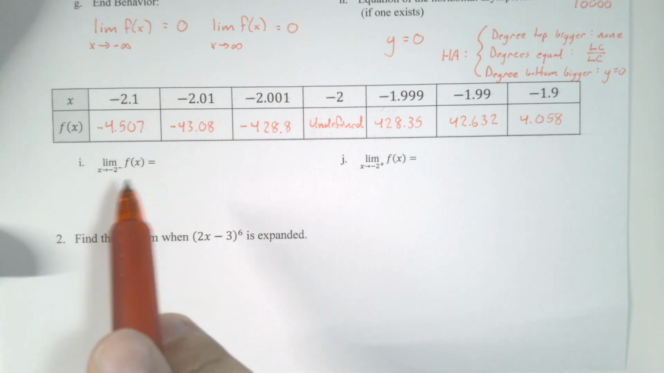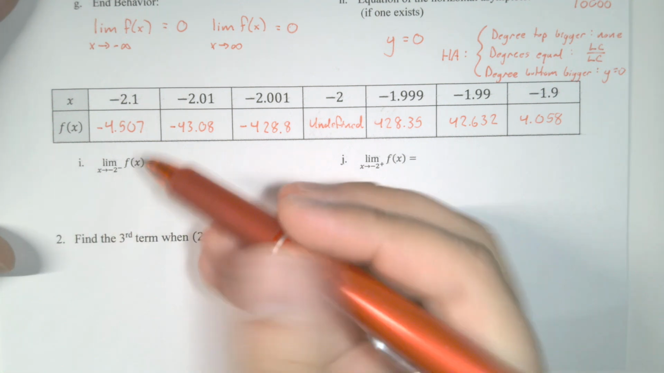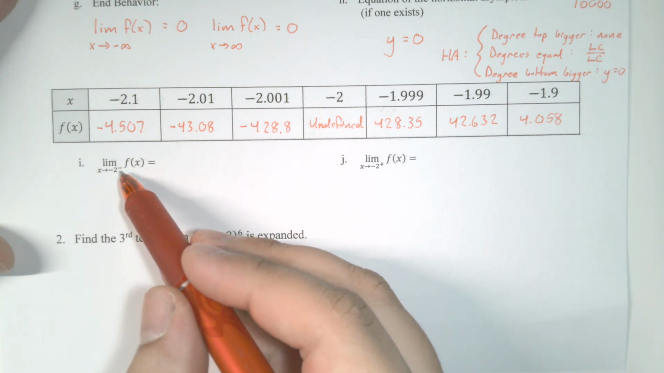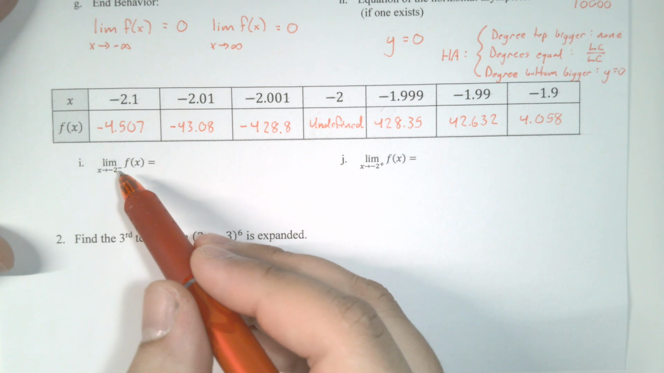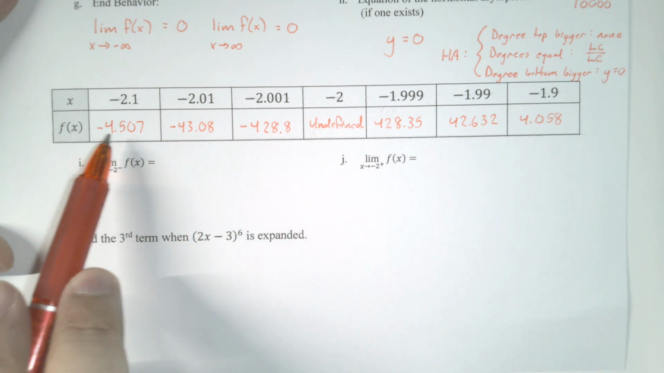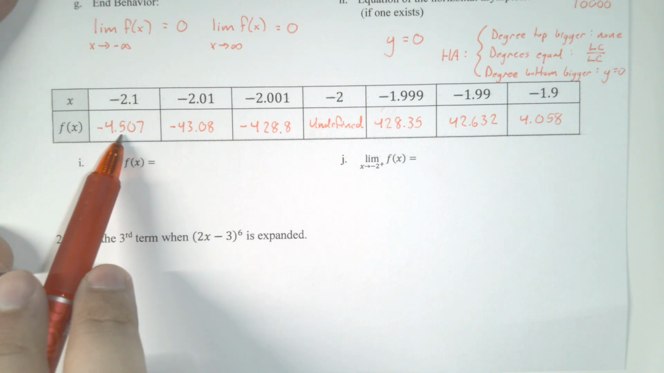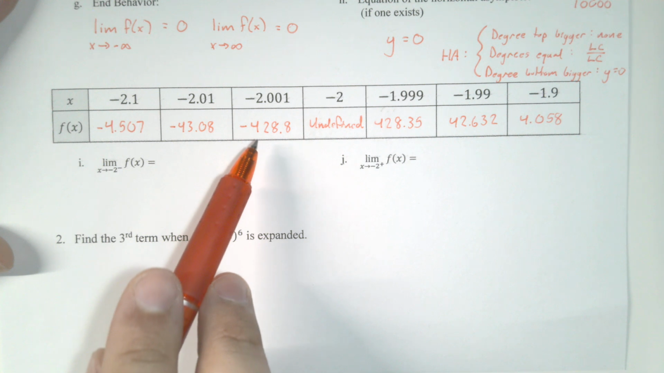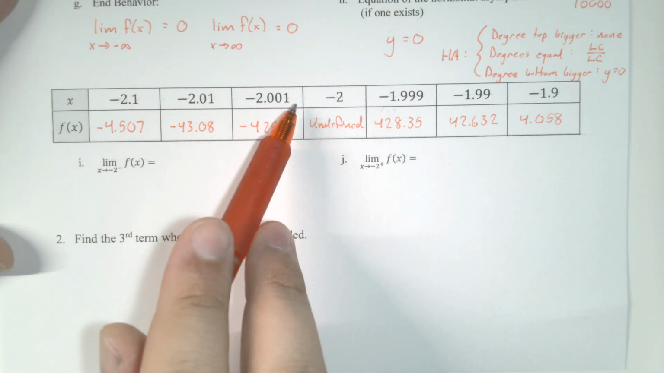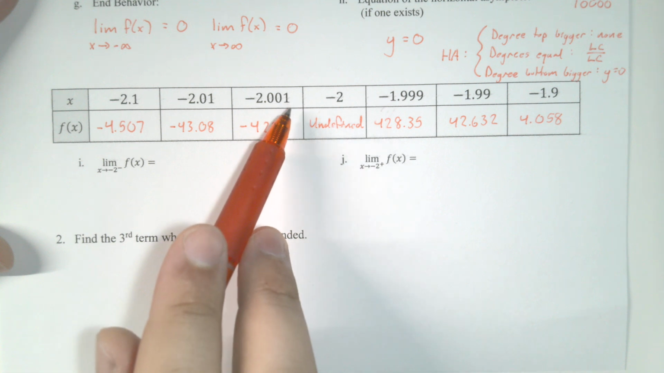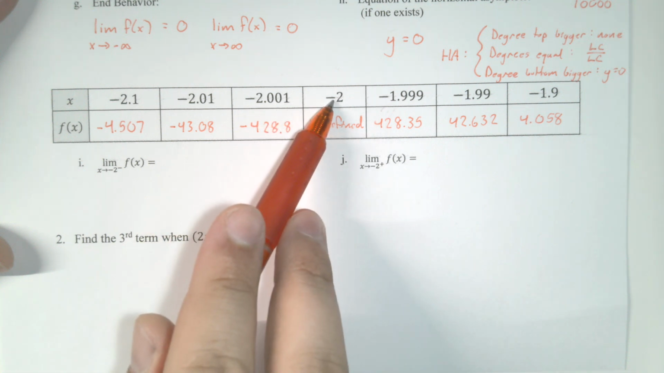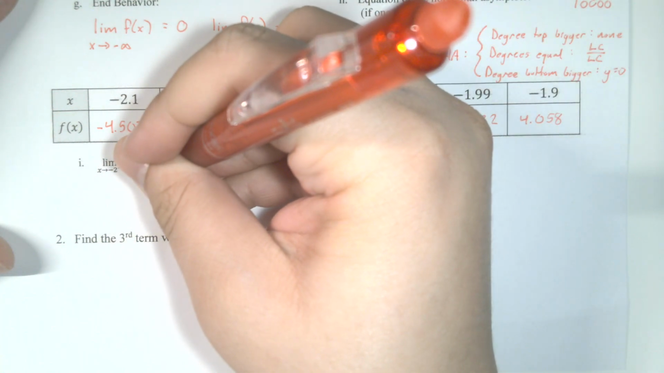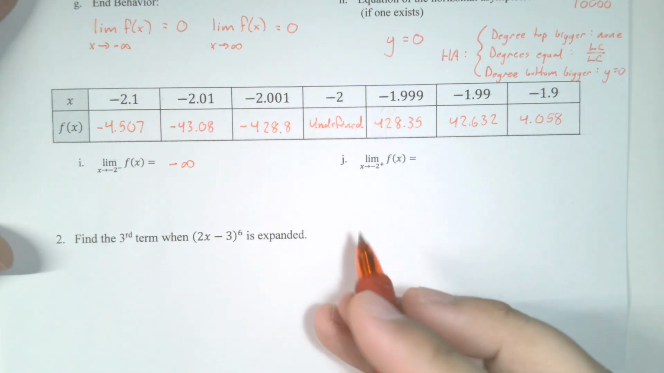So let's see what our function is doing as we approach from the left side. Remember that if you see a little negative in the spot where there would be an exponent, that means approaching from the left. And as we approach from the left, notice the numbers are getting increasingly bigger. We start with about negative 4.5, and then about negative 43, and about negative 430. And you can imagine if we keep on getting closer to negative 2, this number is going to keep getting bigger and bigger.